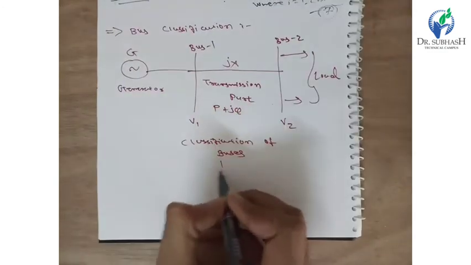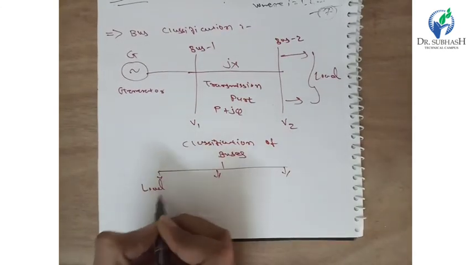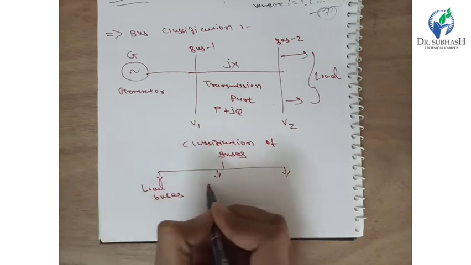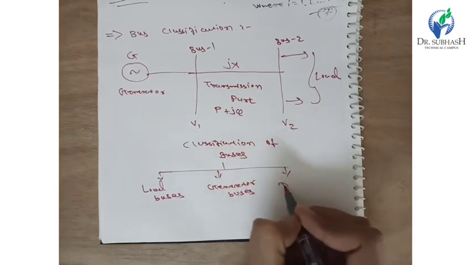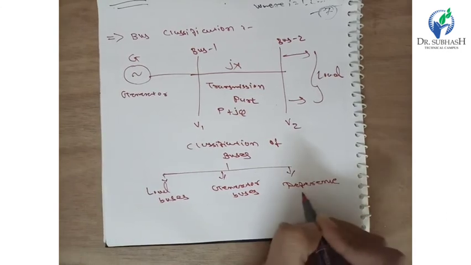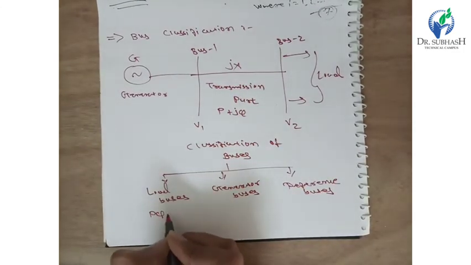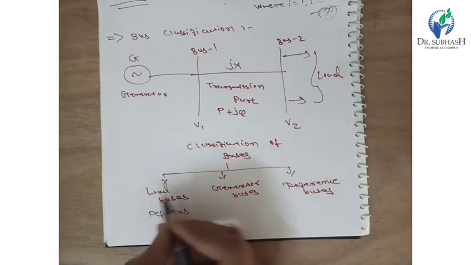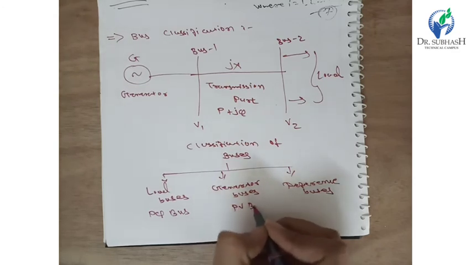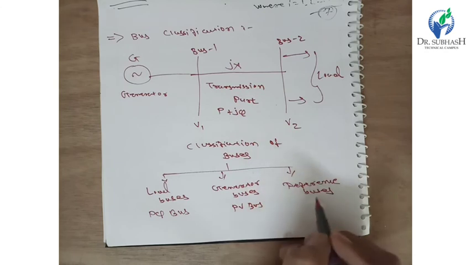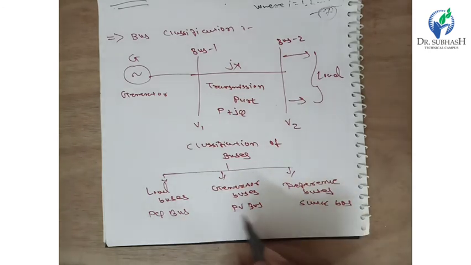They are classified into three types: load buses, generator buses and reference buses. The load bus is commonly known as a PQ bus, the generator bus is commonly known as a PV bus, and the other name for the reference bus is the slack bus. What is a PV bus, what is a PQ bus and what is a slack bus?